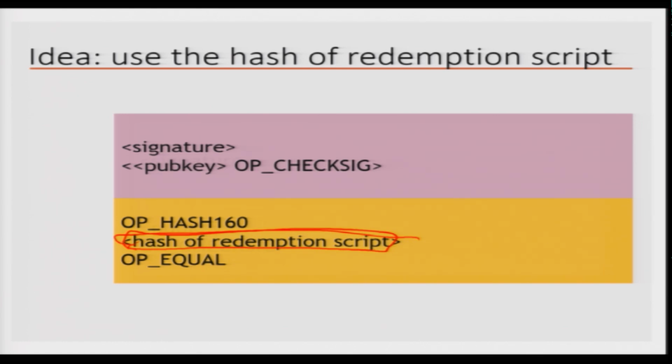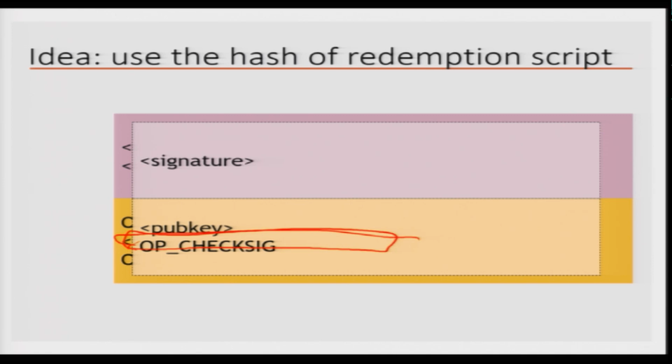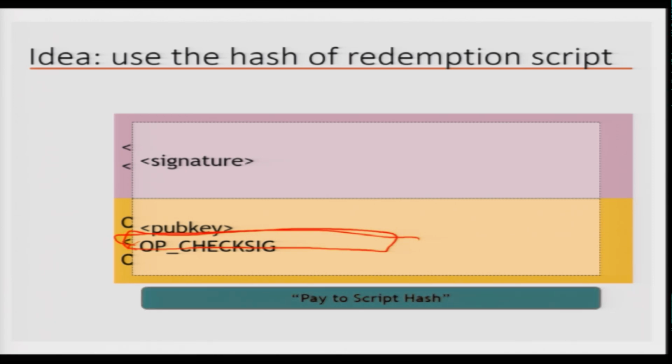But what happens is that after you have done this, the actual script is replaced, and that script needs to be executed before the entire script finishes with success. So, that is how this works, and this is called the pay to script hash.